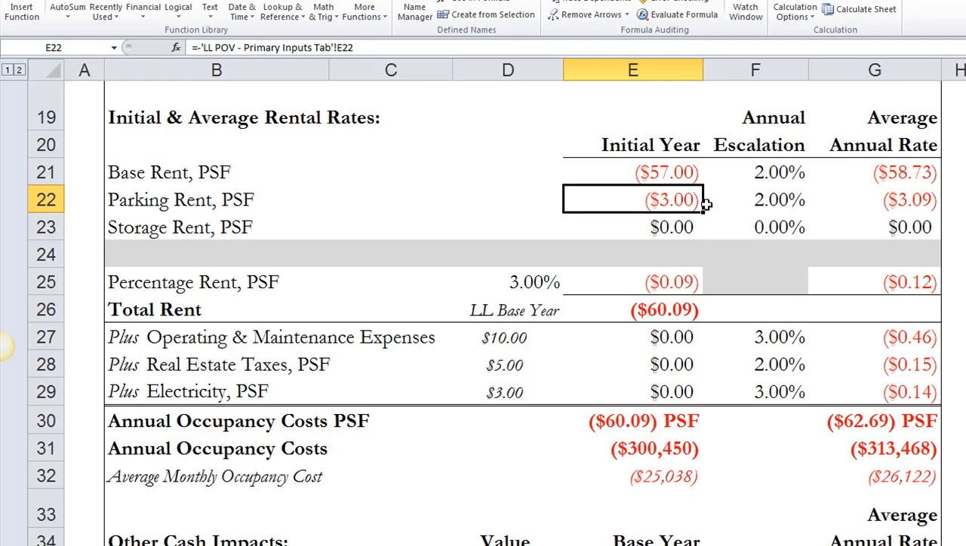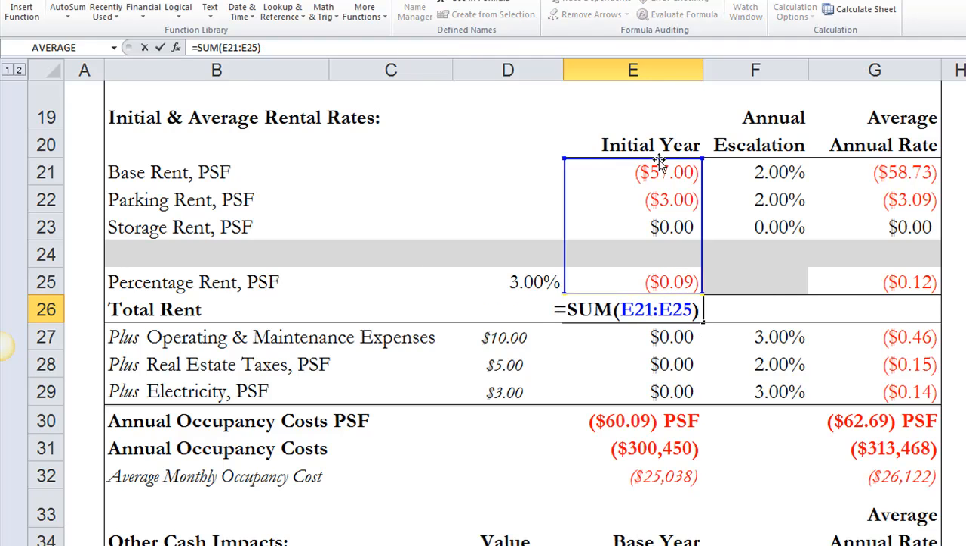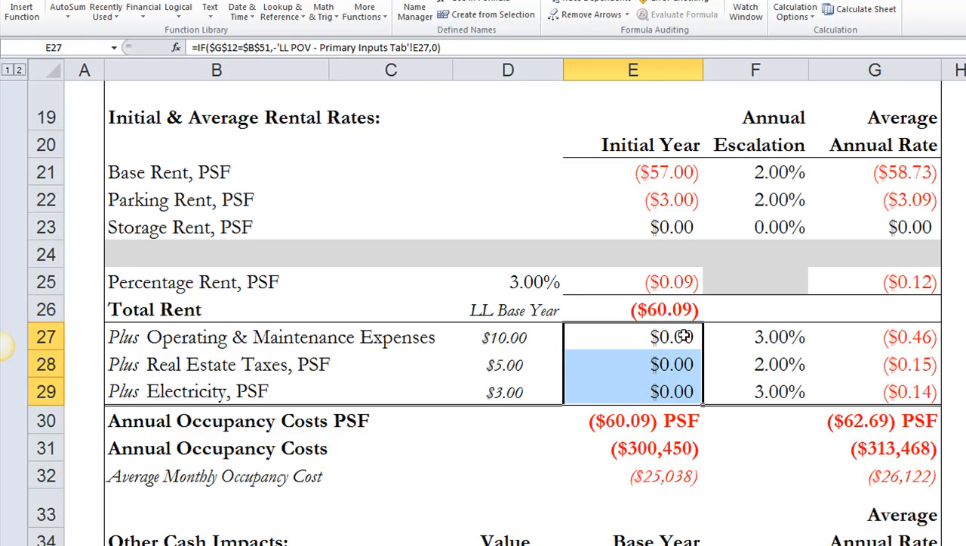And then a parking rent amount, storage rent was nothing. Percentage rent is driven from the calculations we just saw. And so this would be the total rent, which is matching to the $60 a foot that we had on the landlord side. Now, if this is full service, there are going to be zeros here for the expenses that we are discretely bearing as tenant.